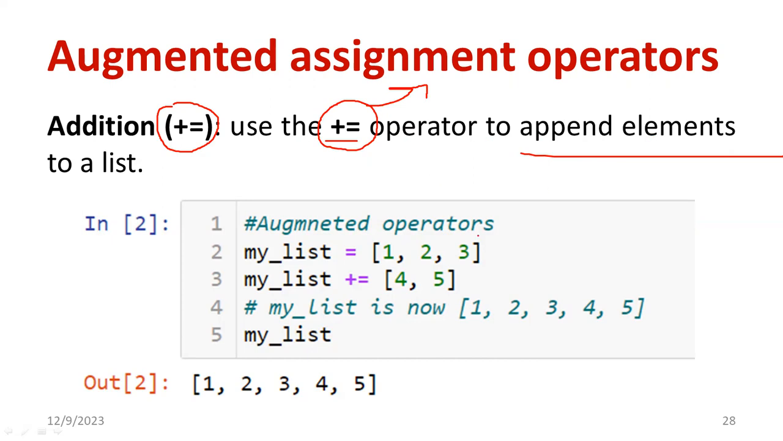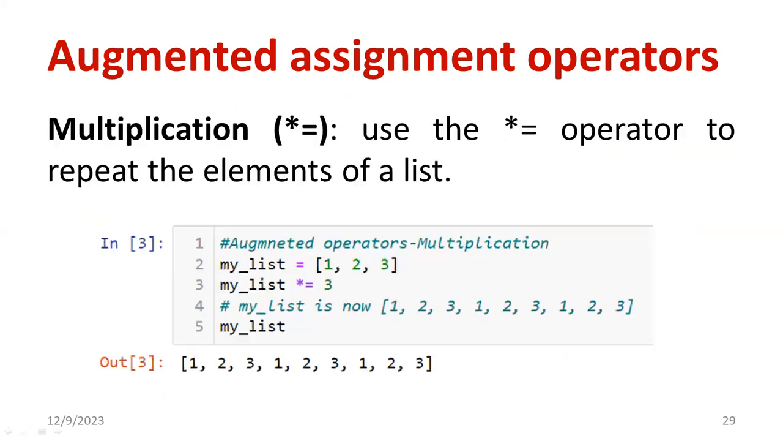We have a list. One is my list, 1, 2, 3. Then we'll use my list plus equal to 4, 5. If I print my list right now, my modified list will be 1, 2, 3, and then 4 and 5 are added. I hope you understood. By using plus equal to, the addition will be performed. Addition of lists means you can go for appending the elements.